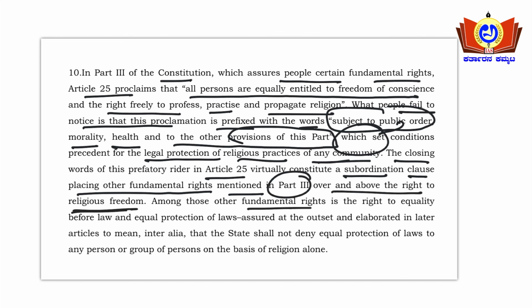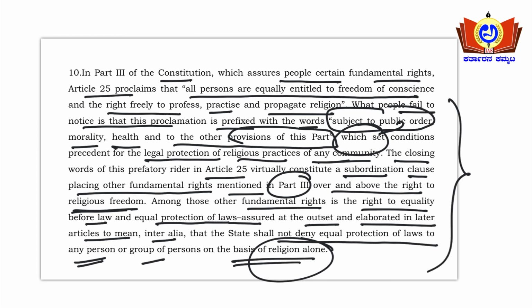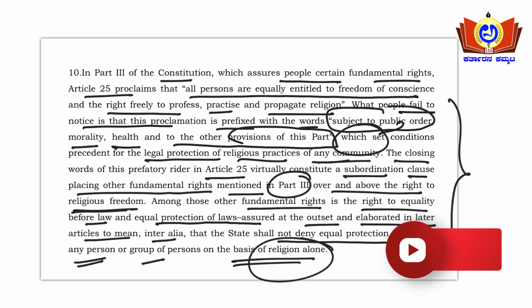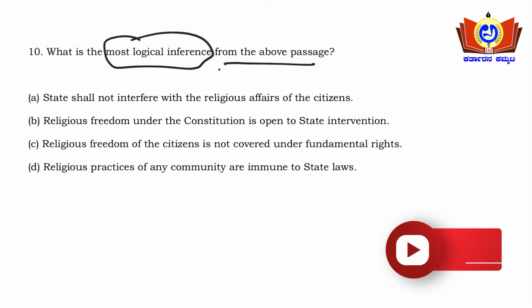Among those other fundamental rights is the right to equality before law and equal protection of laws, assured at the outset and elaborated in later articles to mean, inter alia, that the state shall not deny equal protection of laws to any person or group of persons on the basis of religion alone. So this is the passage, my dear friends. Okay, so what is the question here? What is the most logical inference from the above passage?